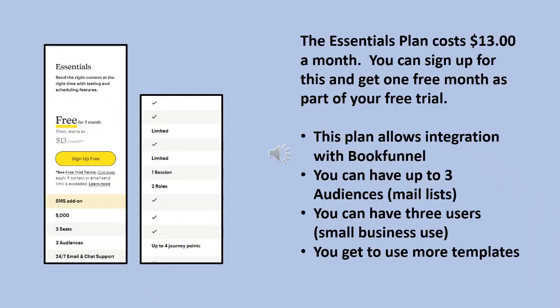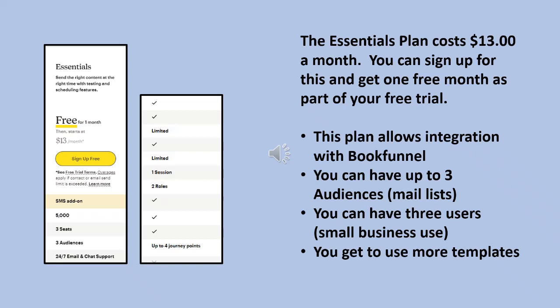The next plan up is called the Essentials plan, and this costs $13 per month. This plan allows you to have up to 3 audiences, which is what MailChimp calls an email list. Just for the record, I started with one template and I simply replicate each email and replace them with new text or a picture. So the templates may or may not be helpful or essential.